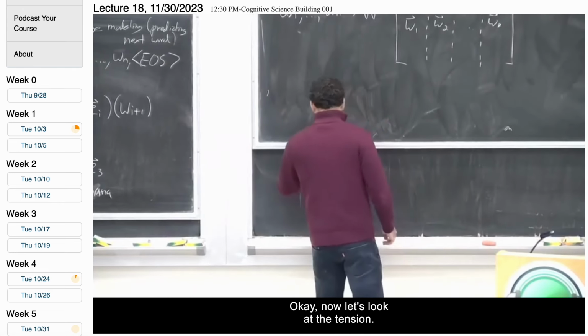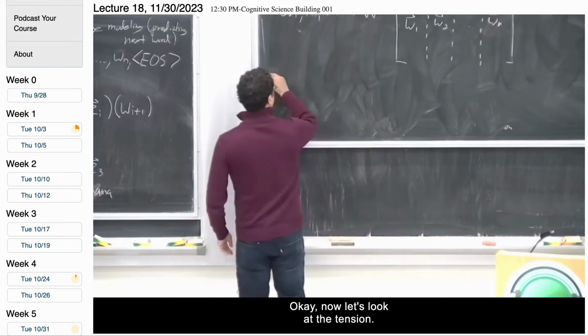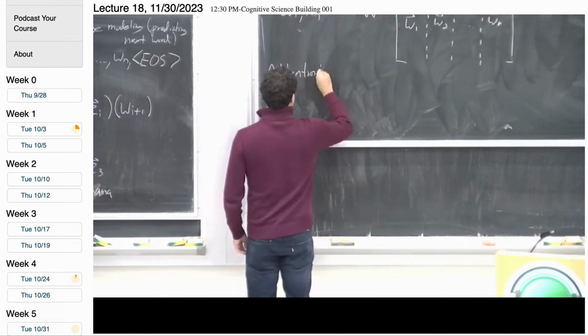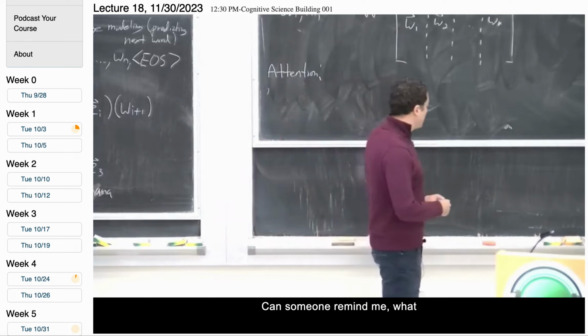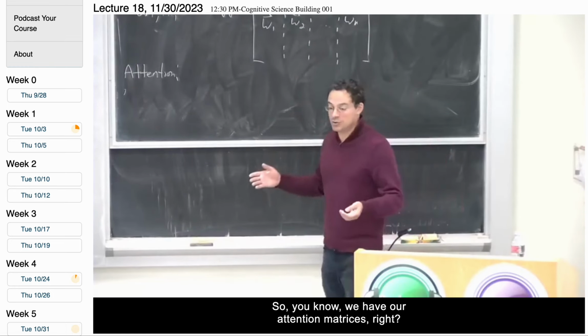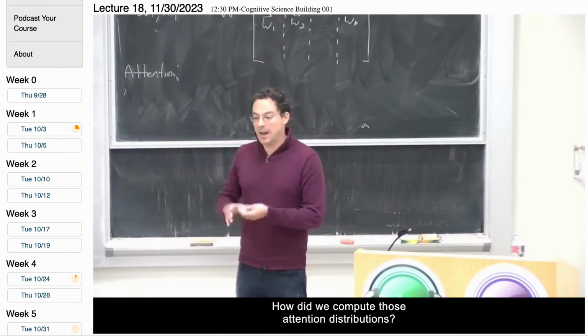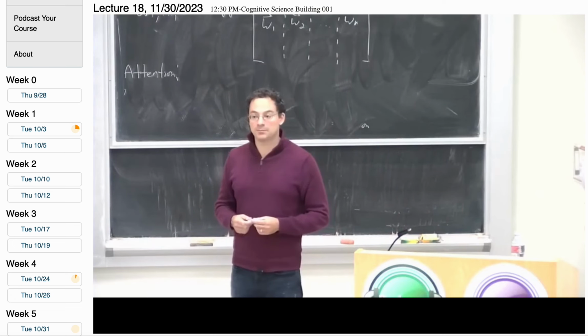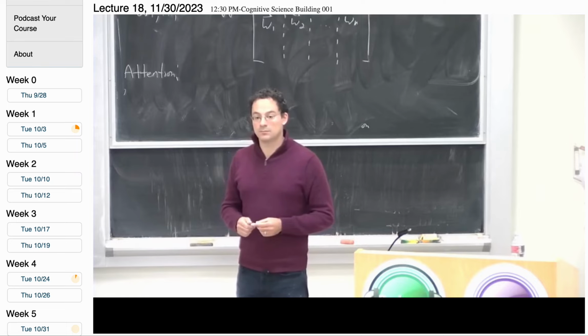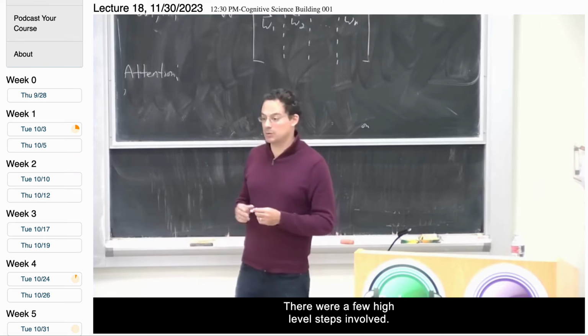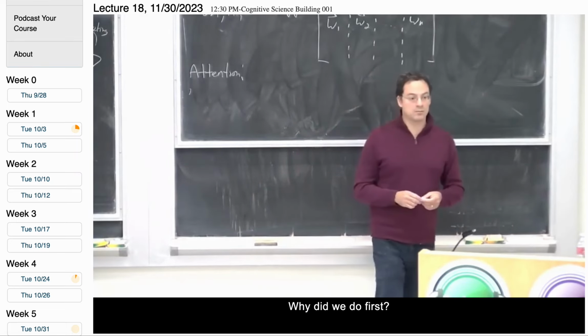Okay. Now, let's look at attention. Can someone remind me what are the steps involved in attention? So we have our attention matrices, right? We have the attention distributions. How do we compute those attention distributions? There were a few high-level steps involved. There were some dot products, right? What did we do first?